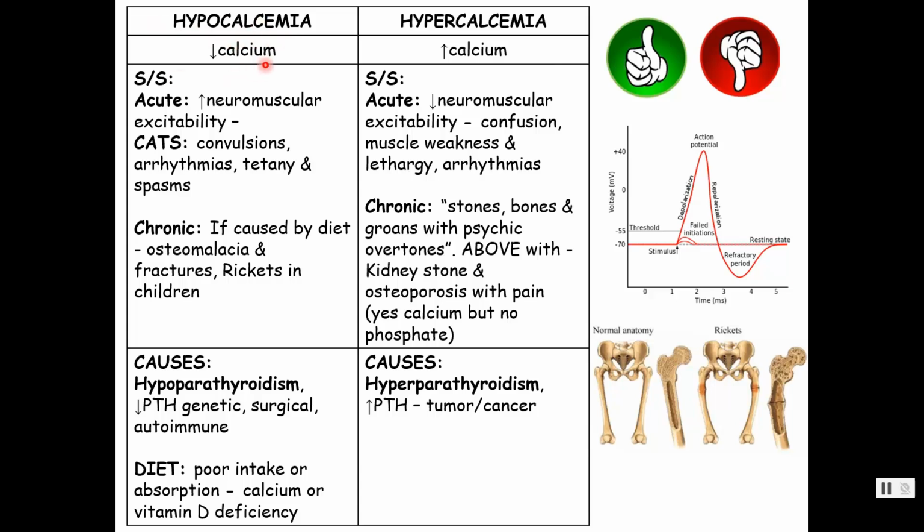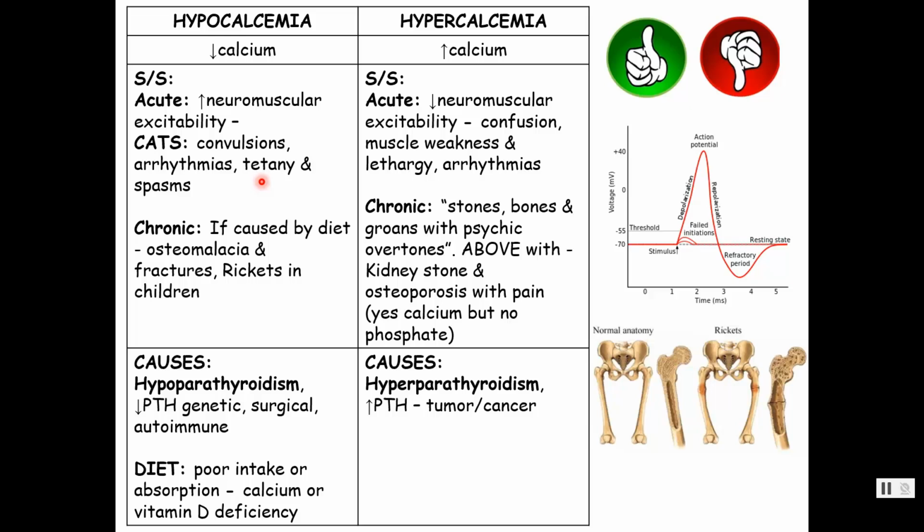So it's going to be opposite. What you're going to see with that is increased neuromuscular excitability. Okay, so you can have everything from convulsions, arrhythmias, tetany, and spasms. So now we have overactive muscles.